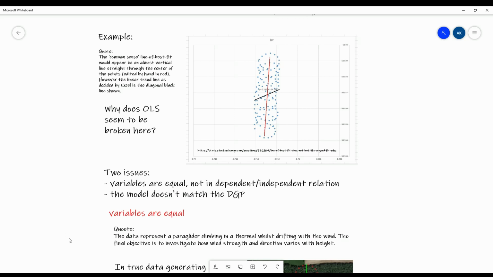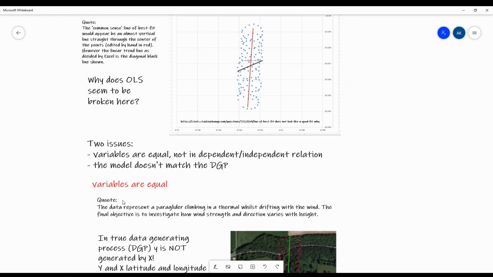And we can get a hint of it from the further update to the question, right? So the question was posted originally, and then there were some updates. One of the updates says the following: the data represent a paraglider climbing in a thermal whilst drifting with the wind. The final objective is to investigate how wind strength and direction varies with height. Wow, now that is interesting, right? So the x and y's are what? They are latitude and longitude. So you're moving in the wind.